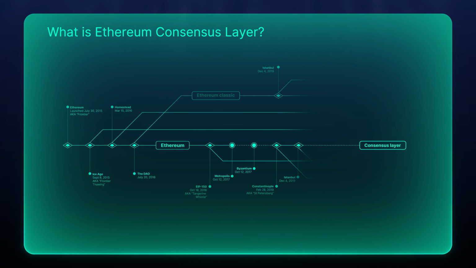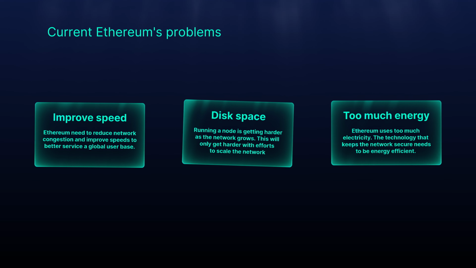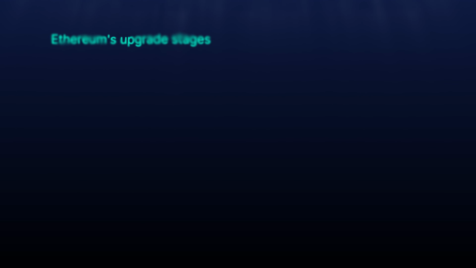But first, let's explain what the Ethereum consensus layer is. The Ethereum consensus layer update aims to bring the platform's scalability, speed, and accessibility to as many users as possible. By introducing several significant changes to the Ethereum blockchain, the developers plan to solve the protocol's main problems. The Ethereum update is being released in several stages.